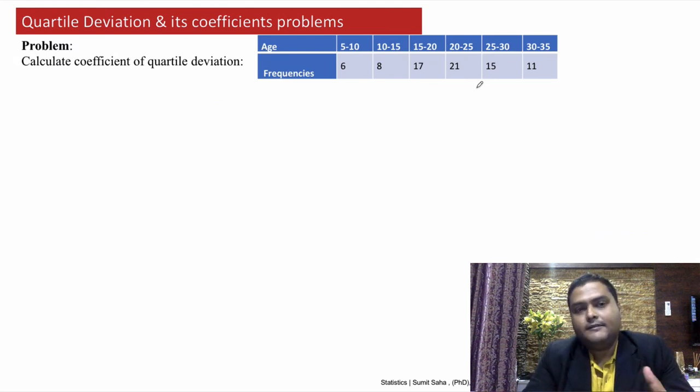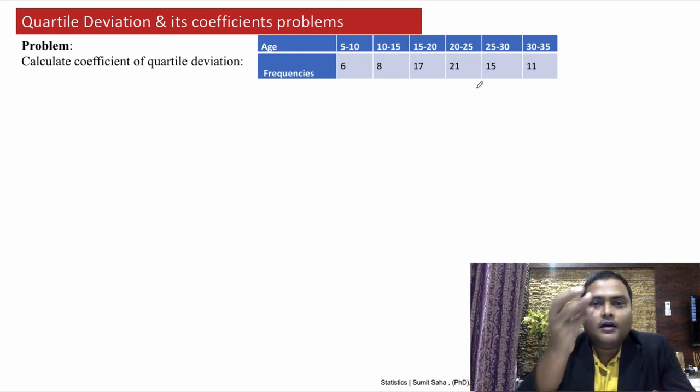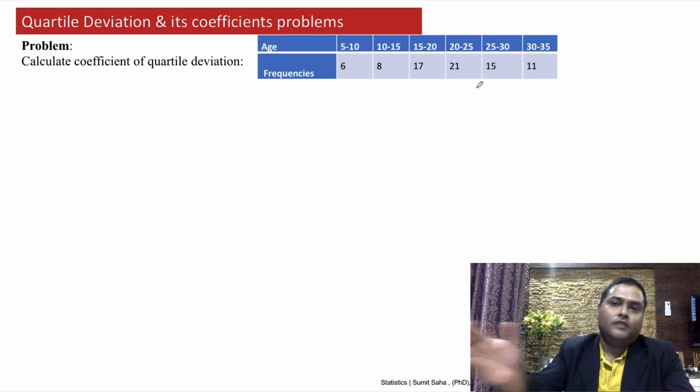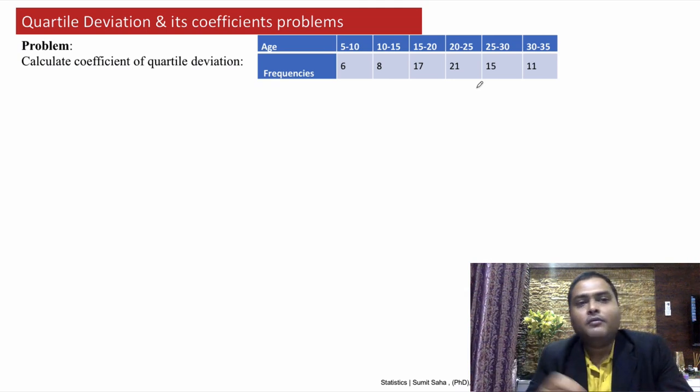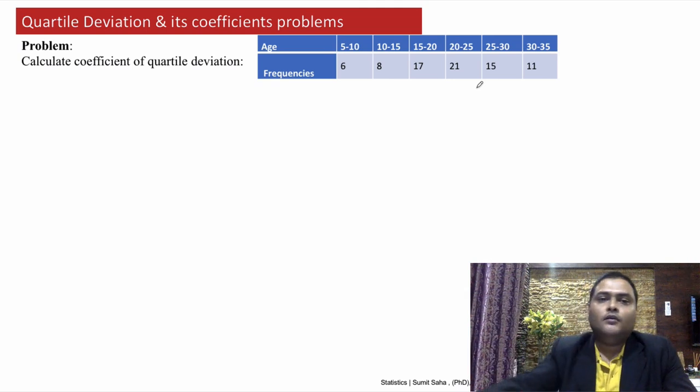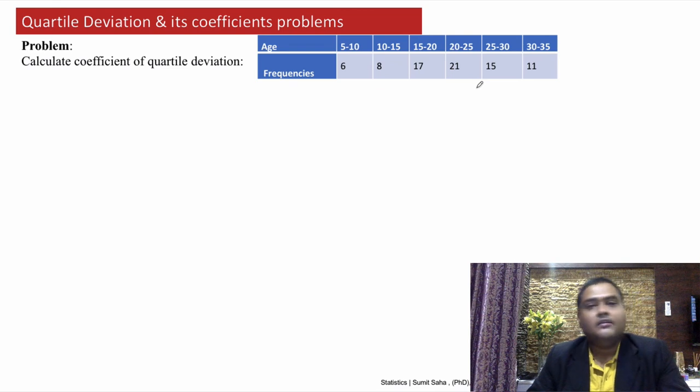Welcome back, friends. As I explained in my previous lectures, dispersion is nothing but finding out the deviation, or how much it is deviated from a reference point: mean, median, mode, anything it may be. So when I'm talking about the quartile deviation, it is nothing but how these quartiles are deviated from a reference point.